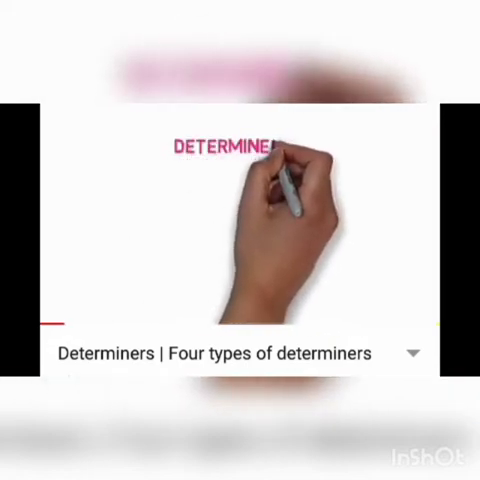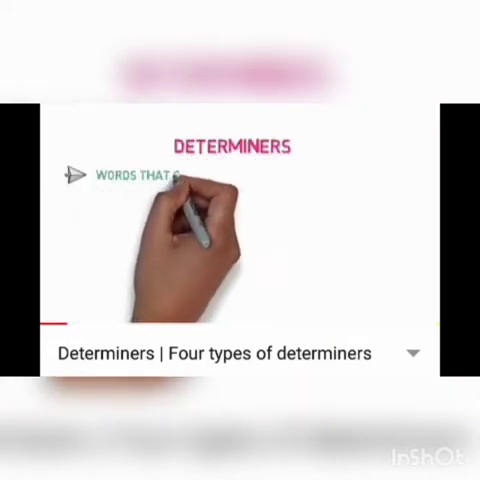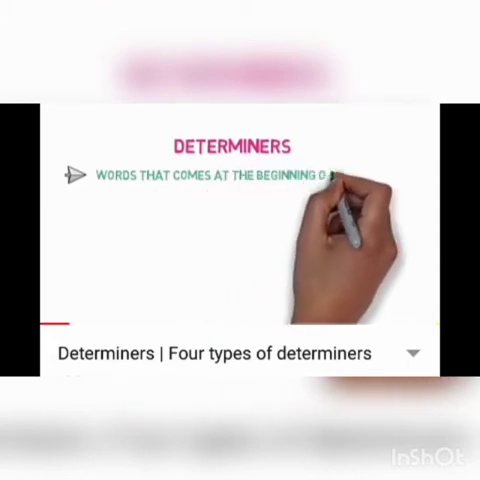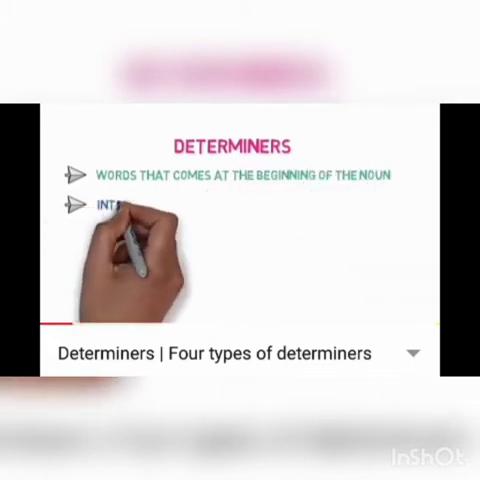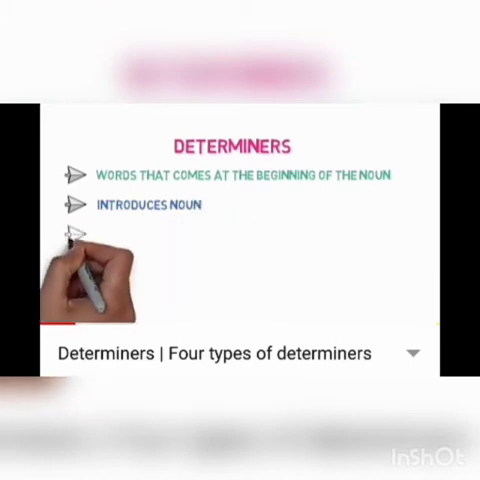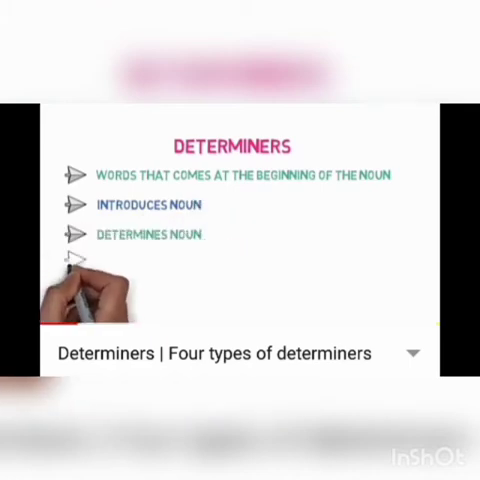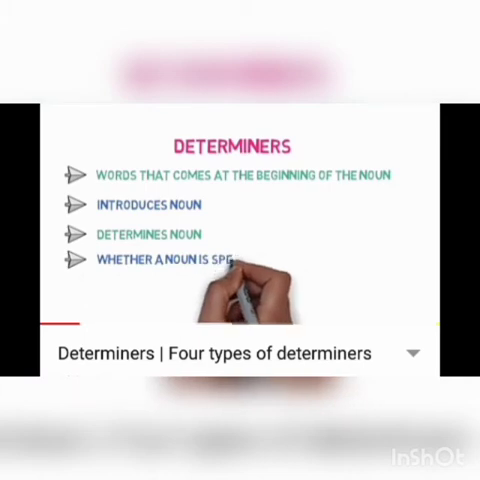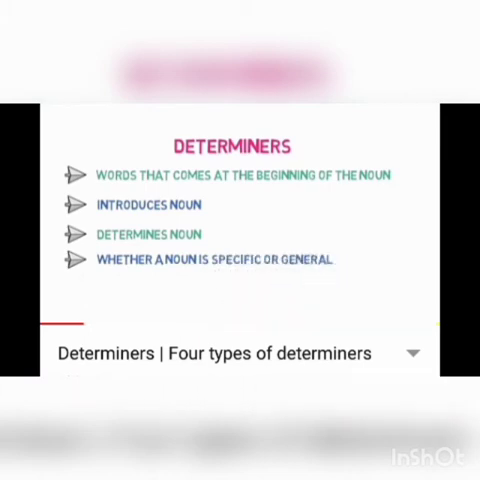So what are determiners? Determiners are words that come at the beginning of a noun, hence basically introduce a noun. They determine a noun, that is, whether a noun is specific or general. Again I repeat, determiners are words that come at the beginning of a noun, hence basically introduce a noun. They determine a noun, that is, whether a noun is specific or general. These are the 4 important things that you must understand about determiners.